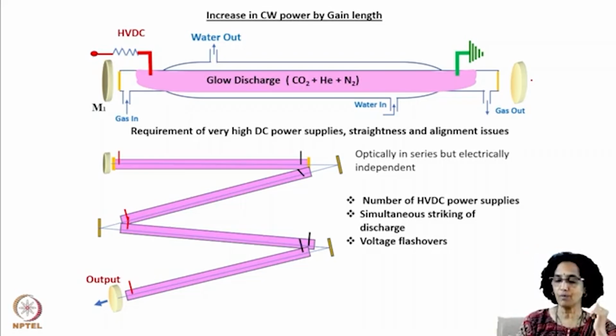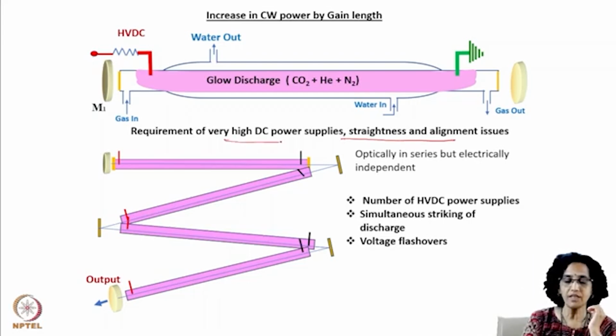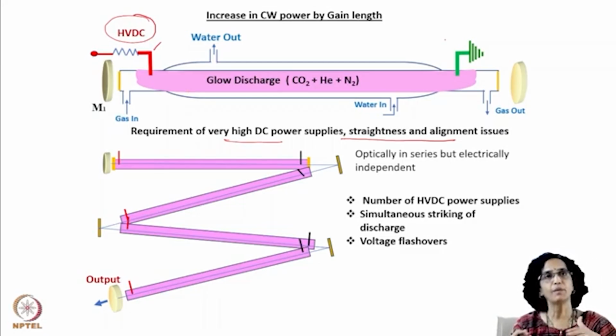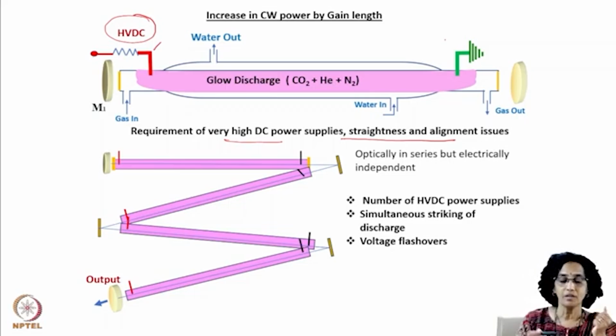However, one problem with this longer cavity length, as you can see, is that we are striking a discharge between the two ends of the cavity, right? So the longer the length, the requirement on the high voltage power supply becomes much higher. If it were 1 meter, you may have about a 25 kV DC power supply. But the moment you go to 2 meters, then it has to become almost a 40-50 kV DC power supply. So that becomes a limiting factor.